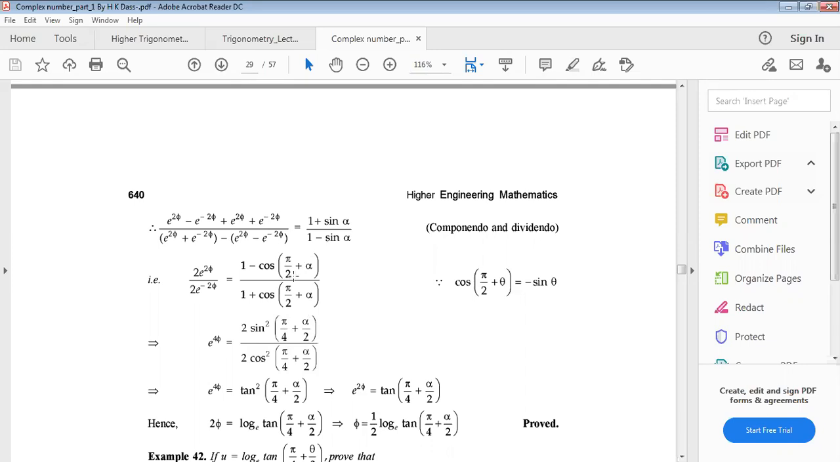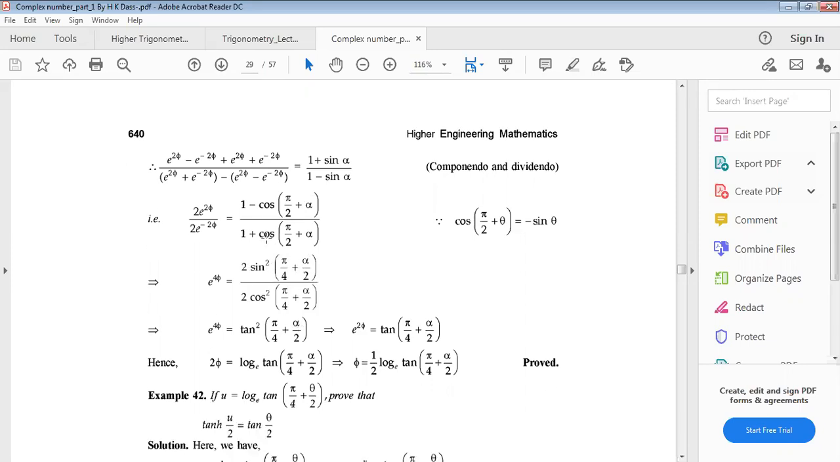1 minus cos twice a formula is 2 sin square a. Similarly 1 plus cos twice a formula will be what? 2 cos square a. A means pi by 4 plus alpha by 2, this whole a. 2 cos square a means 1 plus cos twice a. Now in this exponential form, e to the power twice pi times e to the power twice pi will be e to the power 4 pi.